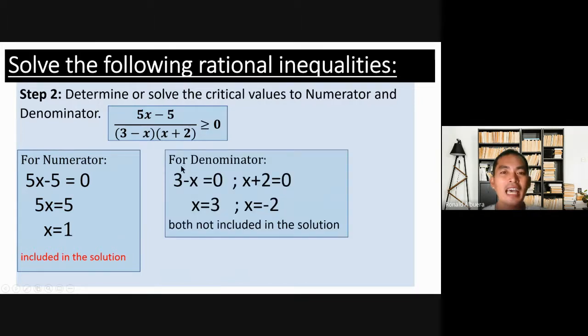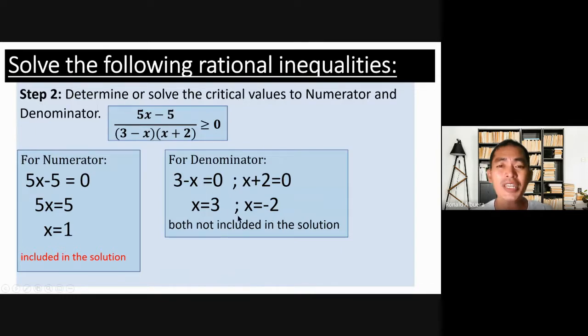For the denominator, we have 3 minus x. Equate mo bawat isa to 0. x plus 2 equals 0. So therefore, negative x equals negative 3, divide both sides by negative, so therefore x equals 3. And transpose positive 2 to the other side, it becomes negative 2. Therefore, the values are x equals 3 and x equals negative 2.